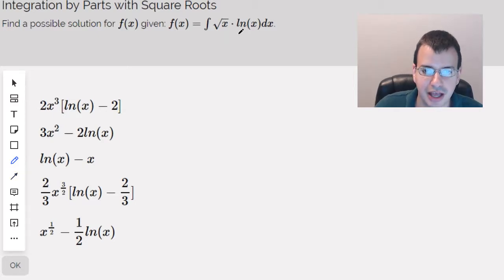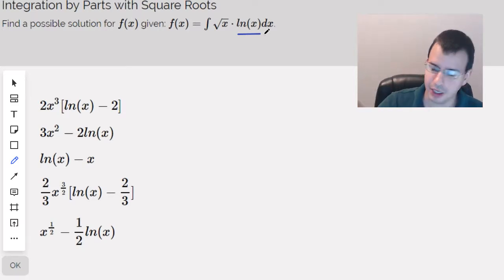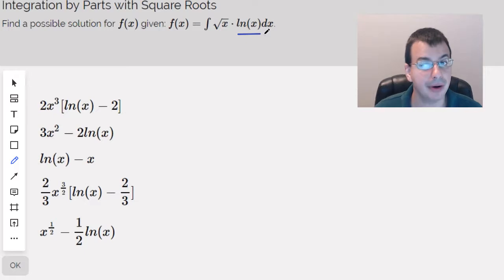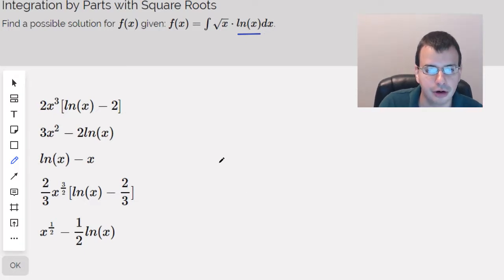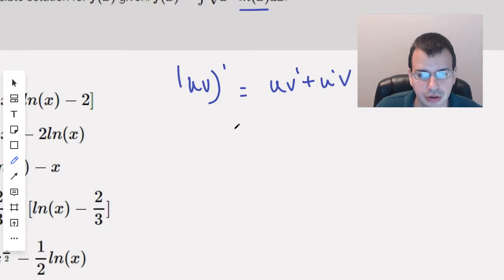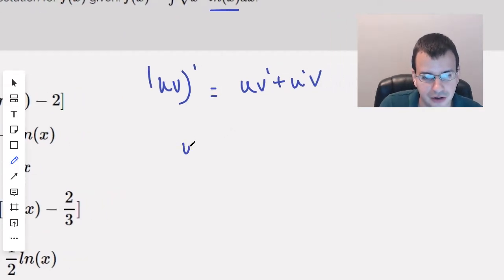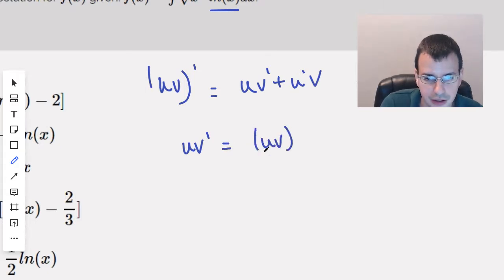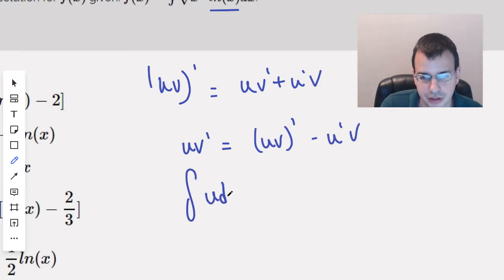And whenever you see natural log of x, you should kind of cue in on integration by parts. Not always, but often. So we'll start with the formula. We have (uv)' equals uv' plus u'v. Here's the product rule. We rearrange it and we will get ourselves the integration by parts. uv' equals (uv)' minus u'v. Take the integral of everything. We have the integral of u dv equals uv minus the integral of v du.